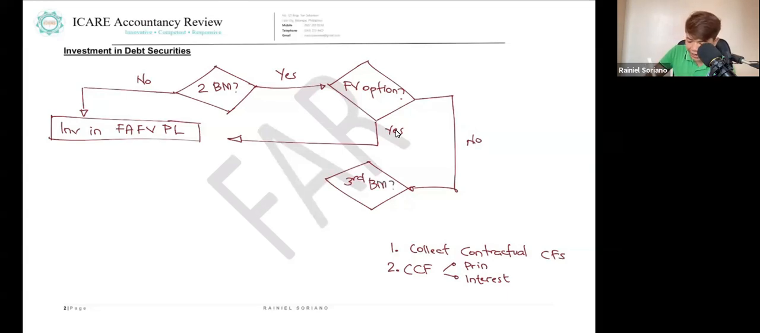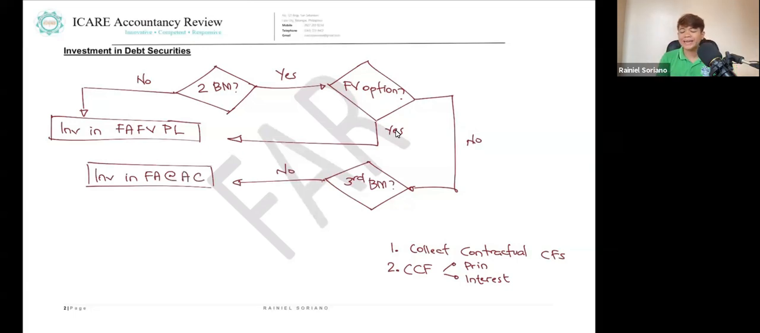If your answer here will be no, that's the time that we can present or use the classification which is investment in financial asset at amortized cost. So, dun lang natin magagamit yung at amortized cost. Hindi siya automatically at amortized cost. Madalas kasi yung mga estudyante nasasanay na kapag may bonds, ay, at amortized cost yan. Hindi po ganun, according to IFRS 9.